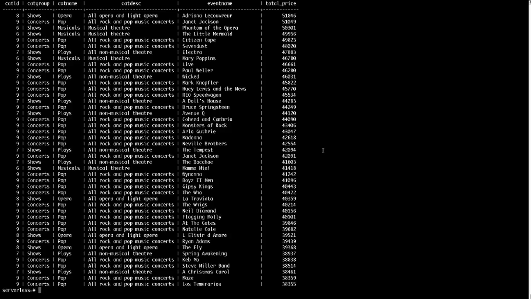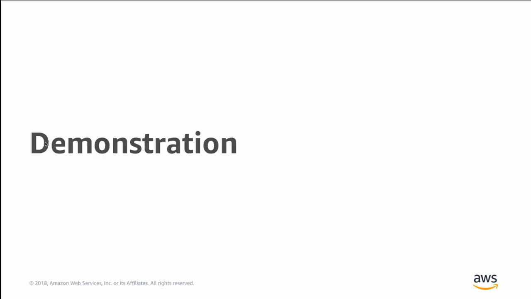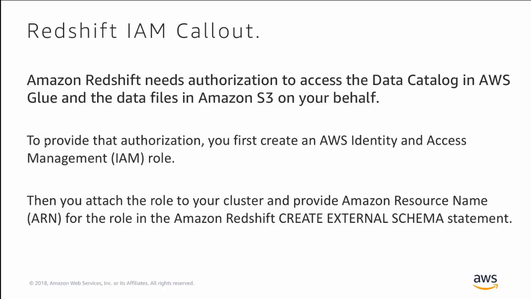So there, what we did is we demonstrated how you could very easily define external schemas within Redshift Spectrum to point to your data lake on S3, leverage the Glue data catalog to very easily crawl and manage that data catalog, and issue these queries and really scale your Redshift cluster very, very easily. Next, we're going to go back to the slide deck and start talking about some of the best practices when leveraging Redshift Spectrum and extending your data warehouse into your data lake. The first to talk about is the IAM callout.